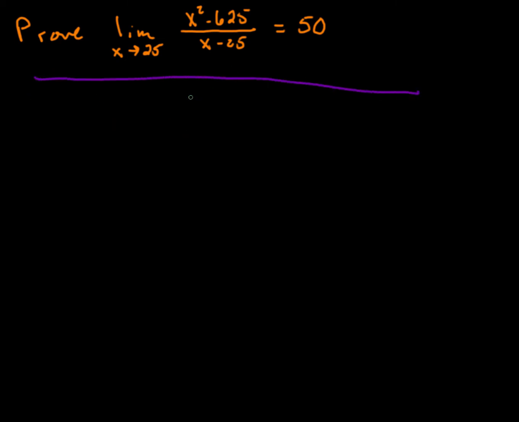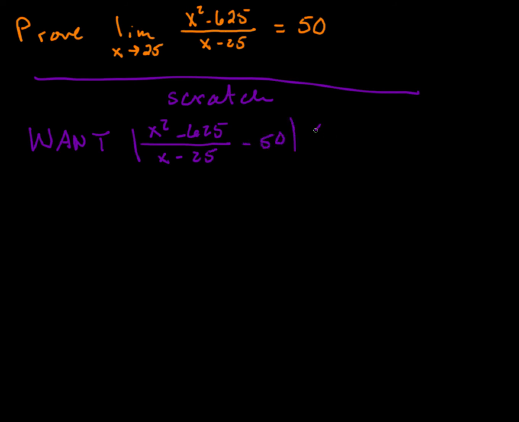So our scratch work: we want |(x² − 625)/(x − 25) − 50| to be less than ε when |x − 25| < δ. So we've got to figure out what our delta needs to be.